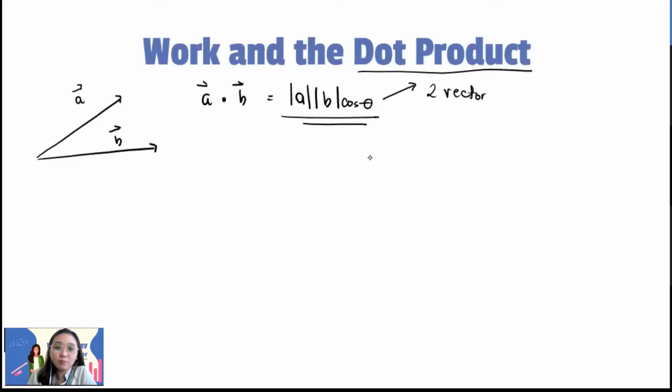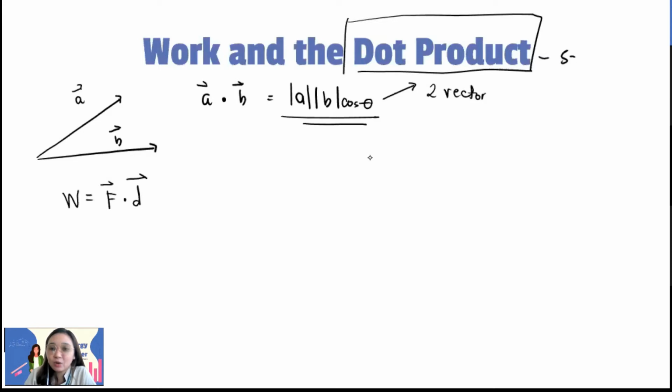Okay? So, ano yung relationship ni dot product kay work? Okay? Ano ba ang formula natin ng work? Work is equal to force times distance. Force is a vector quantity. Displacement is a vector quantity. So, itong dalawang to, kailangan nating i-multiply. Okay? Para makuha natin si work. Okay? So, kailangan i-apply natin yung dot product.